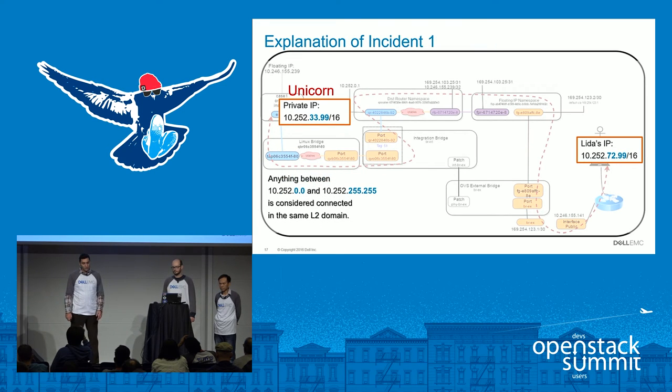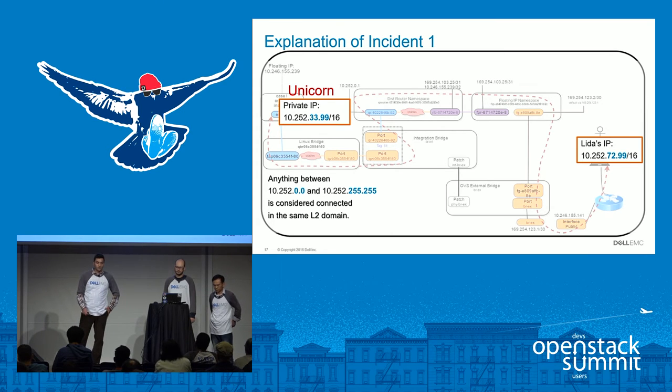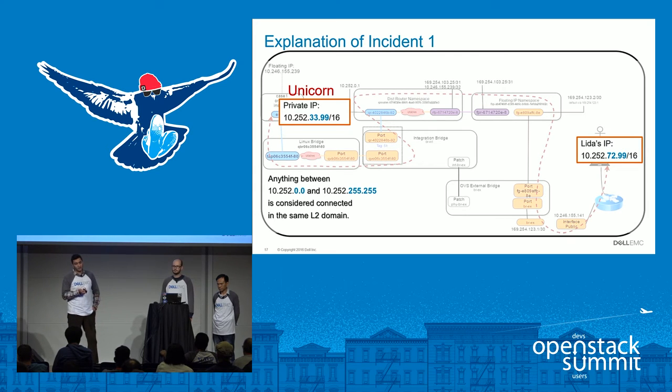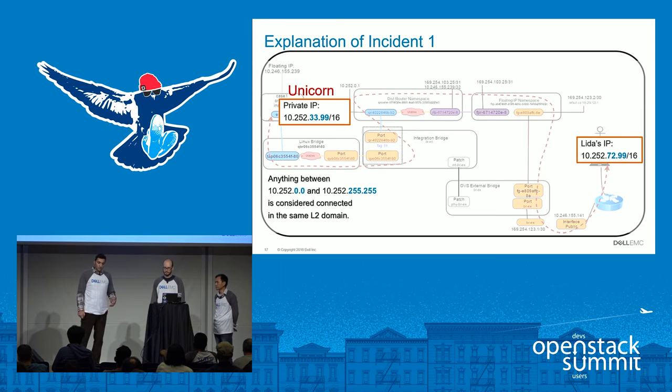So on the right, you see Lida's IP is 10.52.72.99.16. He was always trying to reach the floating IP, but he didn't realize that his private IP was from the same range as his IP on his laptop, because he thinks that if he doesn't have a conflict with his floating IP, then it's okay. But from the point of view of the instance, it needs to reply back.